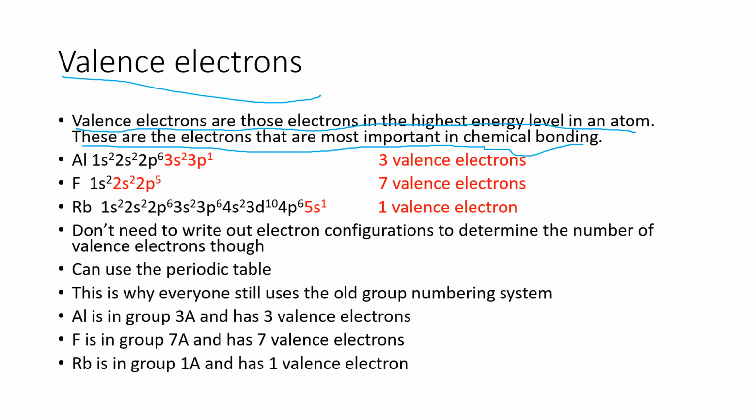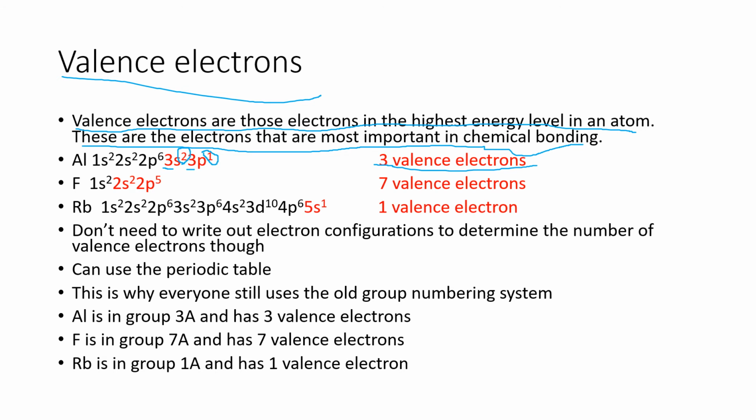So what I did is I rewrote out the electron configuration for aluminum. 1s2, 2s2, 2p6, 3s2, 3p1. The highest energy level I have is the third energy level. If I count how many electrons I have in that third energy level, I have 2 that live in the s and 1 that lives in the p. That's going to give me a total of 3 valence electrons.